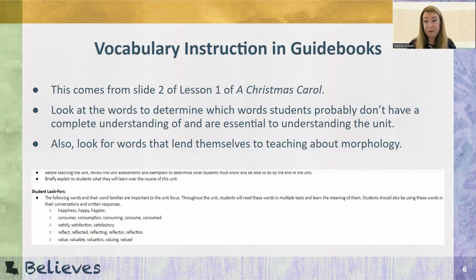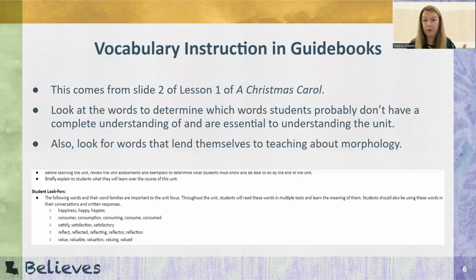Consumer, consumption, consuming, that's probably one I need to target because they probably don't have a whole lot of context around that one. Satisfy, satisfaction is another one that may or may not, that might be more of a small group one. Some of my kids might have context for that word. Reflect and reflected is something they might have context with, but as a teacher, I know that this particular unit has a main theme that happens throughout, the reflection. It's a high leverage word in this unit, so I'm going to have direct explicit instruction on that one.